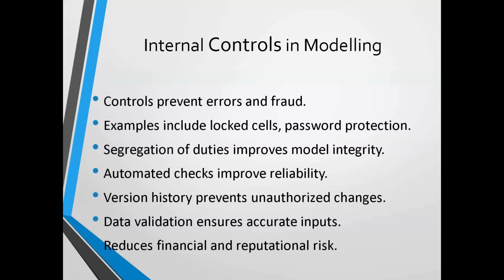Internal controls in modeling. Controls prevent errors and fraud. Examples include locked cells, password protection, segregation of duties, which improve model integrity. Automated checks improve reliability. Version history prevents unauthorized changes. Data validation ensures accurate inputs and reduces financial and reputational risk. So controls in modeling help prevent mistakes and fraud. These include locked cells, passwords, and input checks. They ensure data accuracy, protect model integrity, and reduce financial risk.